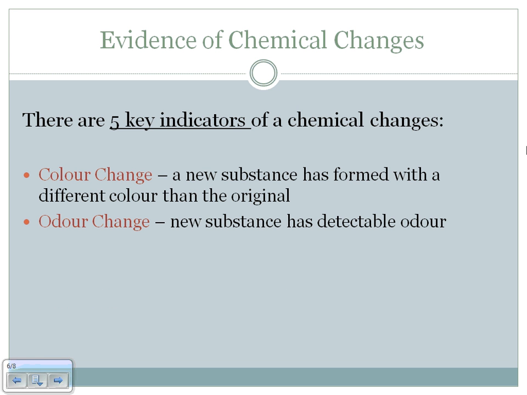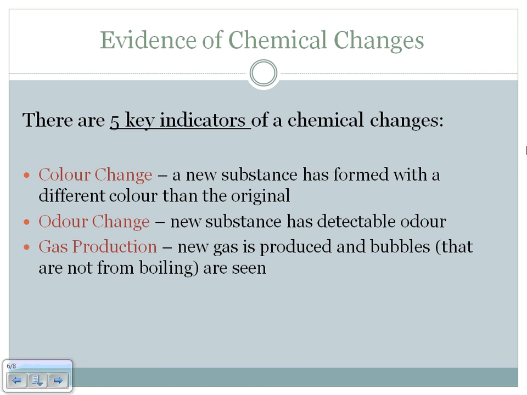An odor change. The new substance actually smells and makes a detectable odor. So when you light a match and you blow it out, you can smell the smoke, okay? So that's an indicator of a chemical change. Gas production. If you make a gas, or you see bubbles that are not from boiling, you know that a chemical change has happened. If a precipitate is produced, that means a new solid is formed. I showed you that reaction when I made that gooky yellow stuff in class. That's an indicator of a chemical change.